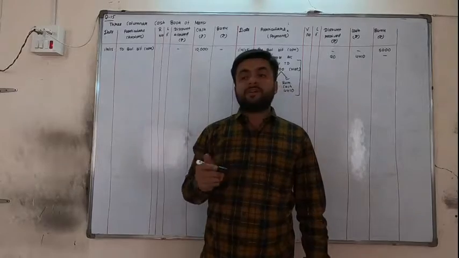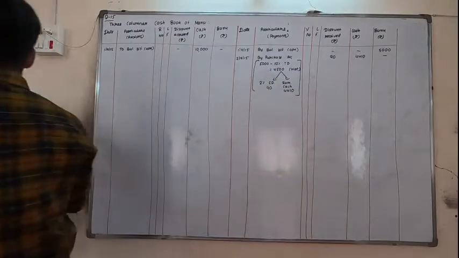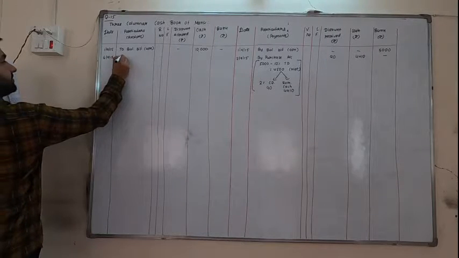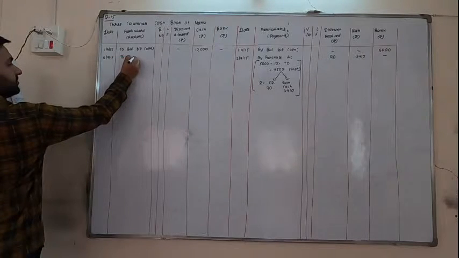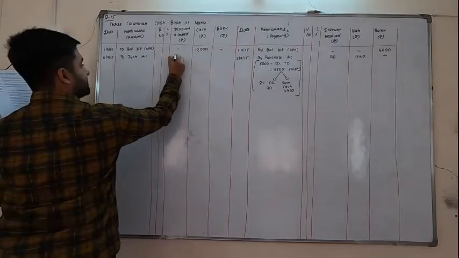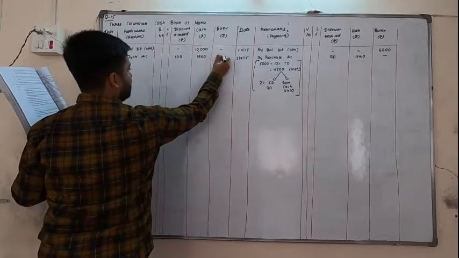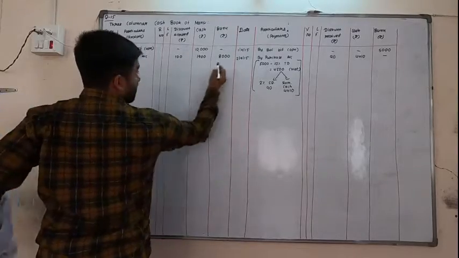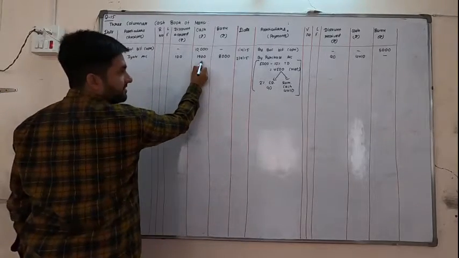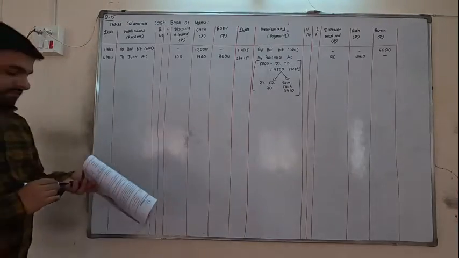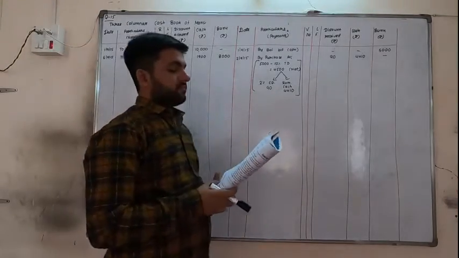And both amounts are received, so we'll show on debit side. 6-9-15 to Jyoti account. Discount is 100 rupees. In cash we are getting 1900. In bank we are getting 8000. See, 8000 plus 1900 is 9900. Remaining from 10,000 is the discount allowed to Jyoti.